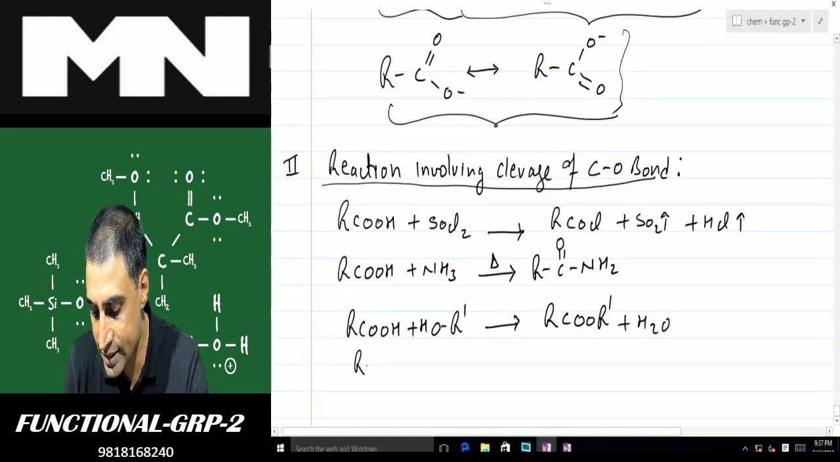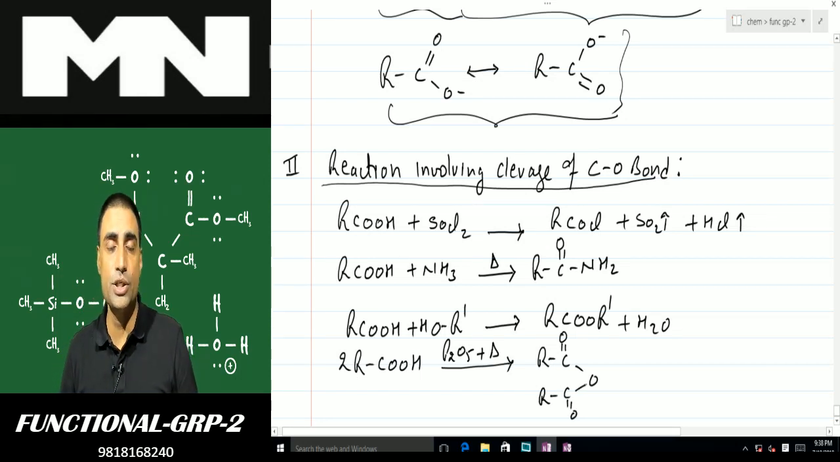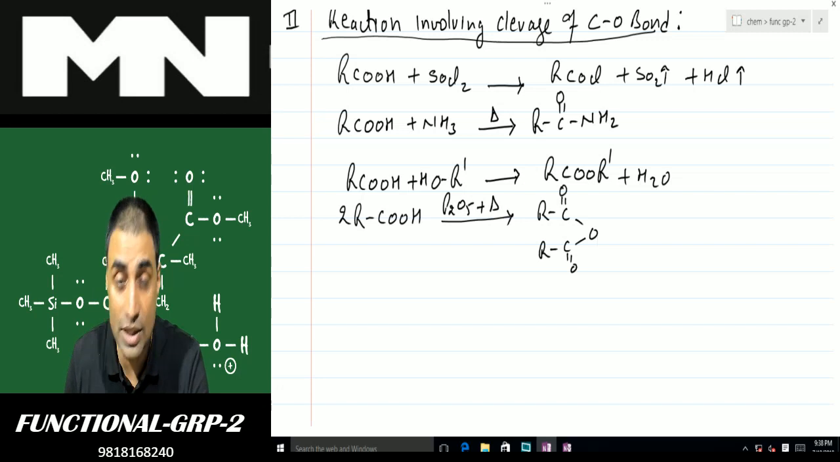Likewise, if I heat 2 moles of carboxylic acid in the presence of a dehydrating agent like P2O5, I will end up with a compound like this, that is an anhydride. So in all these reactions, you will see there's a breaking of carbon-oxygen bond. So when we talk about the second type of reactions, they basically include the preparation or the formation of acid derivatives. Now we'll move on to the third type of reaction, and with that carboxylic acid will get over.